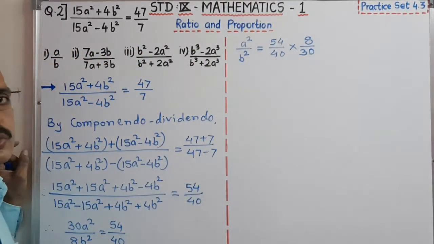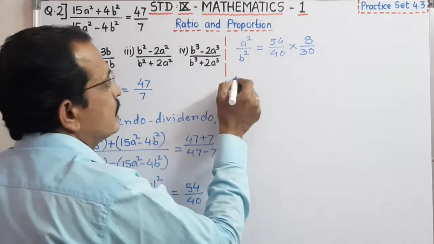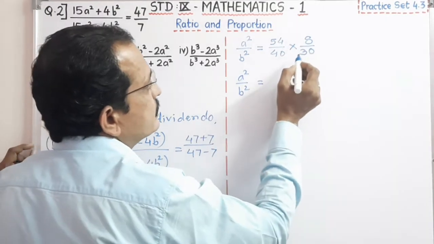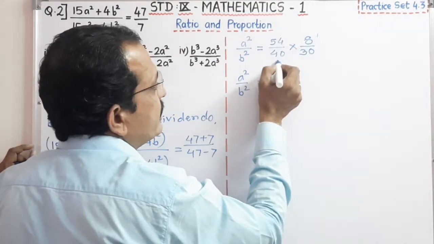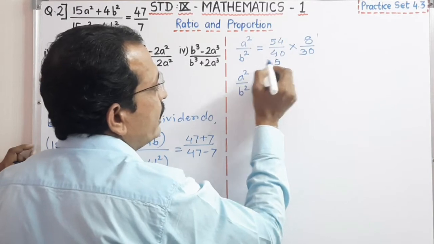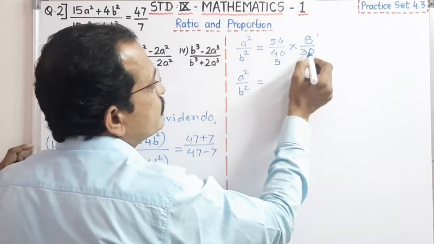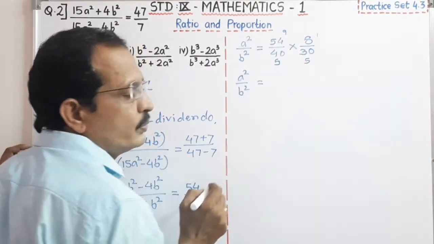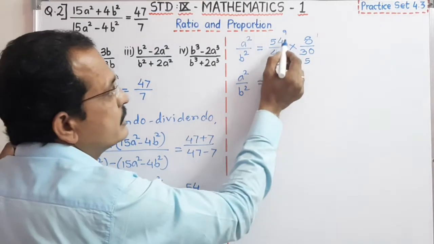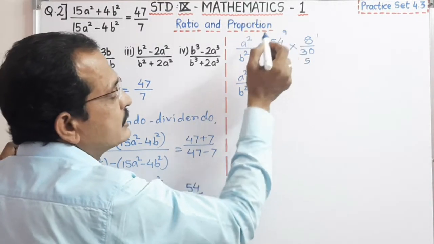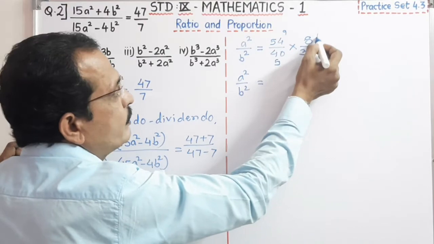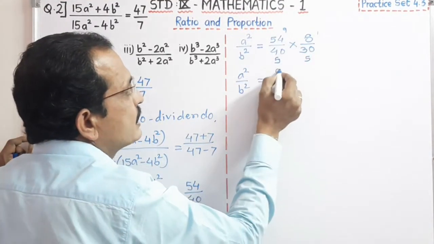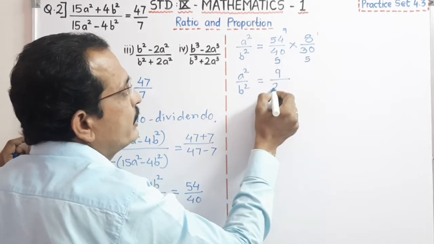Now dear student, we have to simplify this. Therefore we write here a²/b² is equal to, 8 ones are 8 and 8 fives are 40, therefore 5 is remaining. Then see dear student, here 6 fives are 30 and 6 nines are 54. We can simplify it like this. Now see dear student, 9 into 1 is 9, and 5 into 5 is 25.